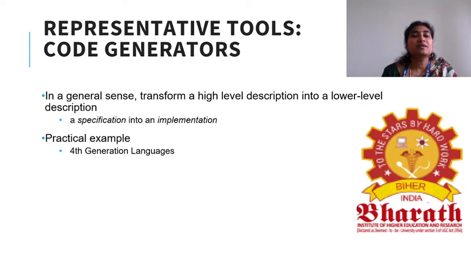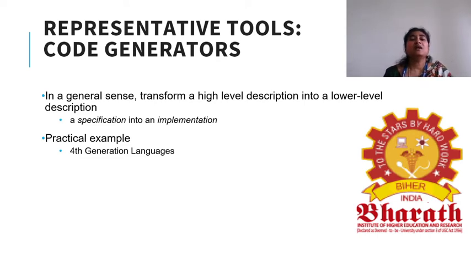So the code generators are also the tools that can be part of the program support environment. So these kind of code generators can be used to transform a high level description into a lower level description. A specification can be transformed into an implementation. A practical example for code generator is the fourth generation language. So the fourth generation languages can act as code generators which convert the request from the users into the implementation. A high level description can be converted into a lower level description. High level description can refer to the requirement specification which can be transformed into the coding.